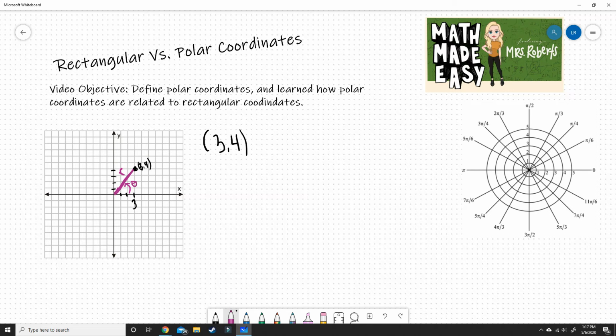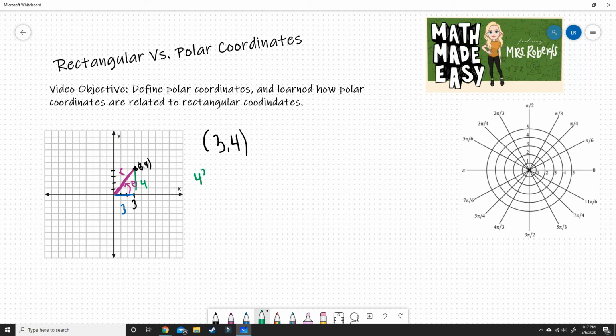Lucky for us, we can solve for both of those because right here with 3 and 4, we can make a right triangle. Our horizontal component is 3. Our vertical component is 4. That's a right triangle. And so that means we can use the Pythagorean theorem to solve this.